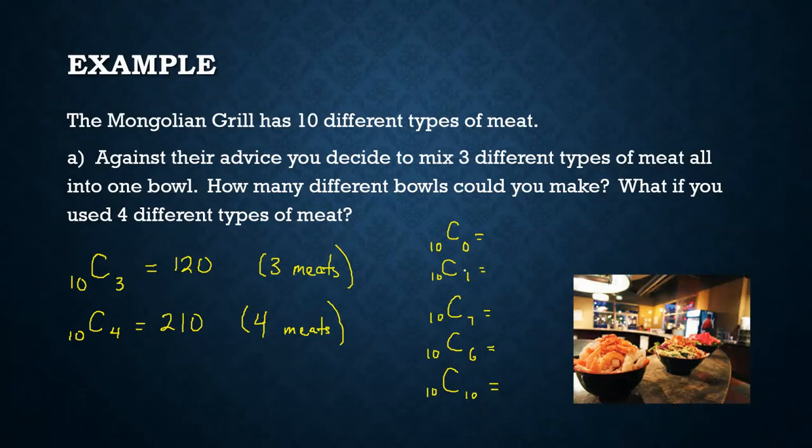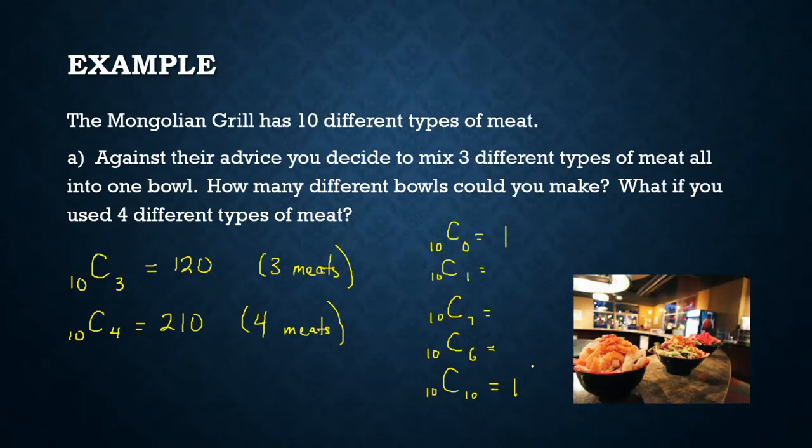So I'll assume right now that you've done that. 10 choose 0 is 1. 10 choose 10 is also 1. So if we think about it this way, 10 choose 10 is saying, how many ways can I put all 10 types of meat into my bowl? Well, there's only one way to do that. You're choosing all of them.